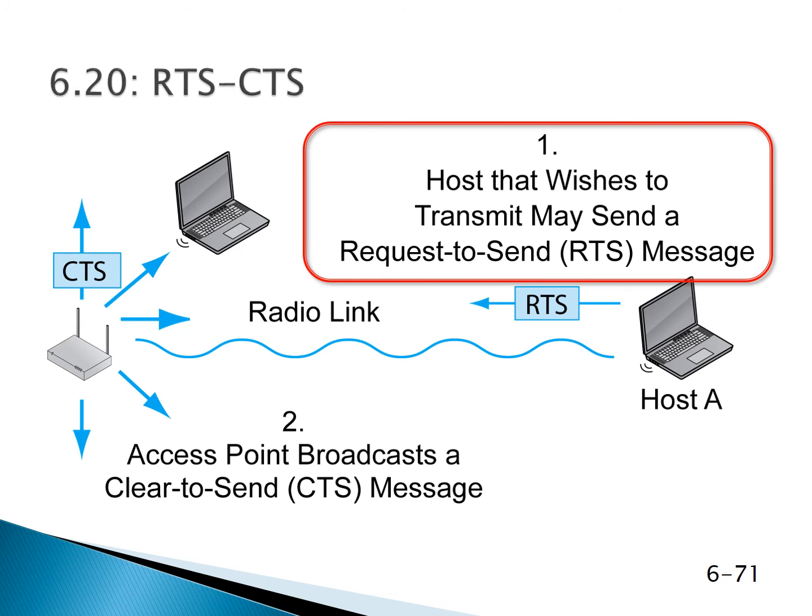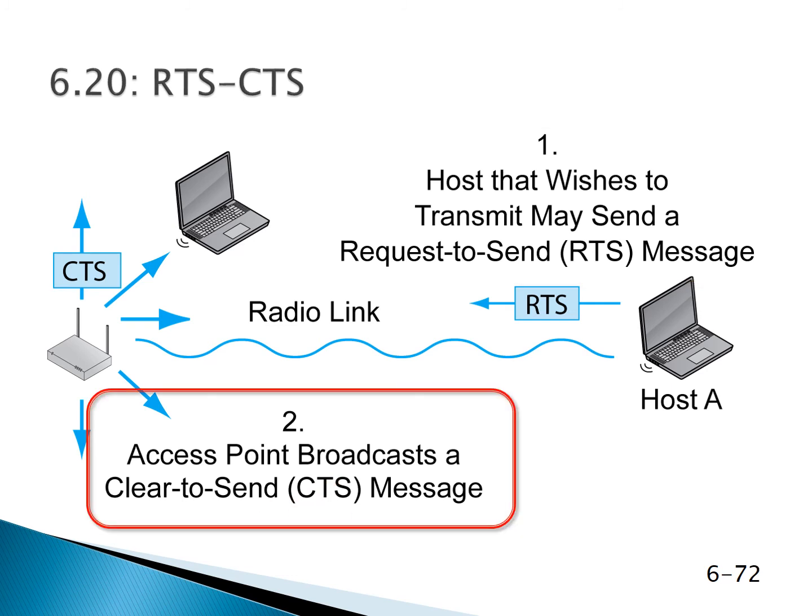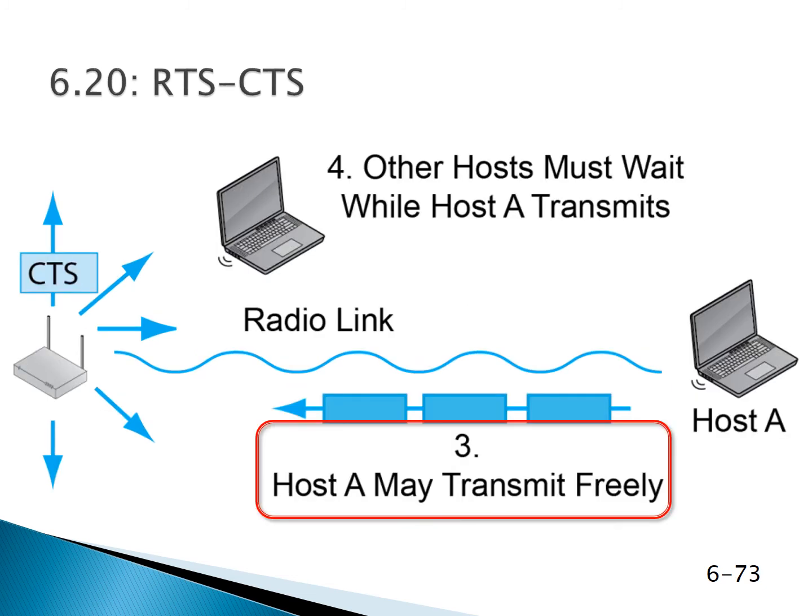So there is also another method, called RTS/CTS. Basically, the host that wishes to transmit may send a request to send, the RTS message. So I want to send something, so I will tell the access point. And then the access point, when it's okay, when no one is sending things, will broadcast a clear to send, CTS, message. Then when the CTS is sent, host A may transmit freely, and other hosts must wait while host A transmits, because they did not send the RTS. Host A is the one who sent the RTS, so host A can transmit.